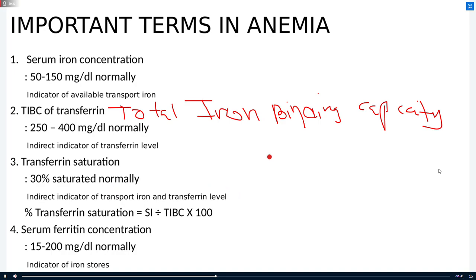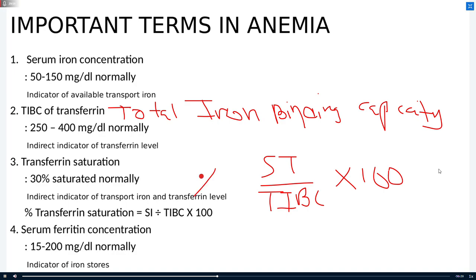So there's a computation class for your percent transferrin saturation. This is computed by using your serum iron divided by TIBC times 100. Then we also have your serum ferritin concentration, 15 to 200 milligrams per dL, indicator of iron storage.